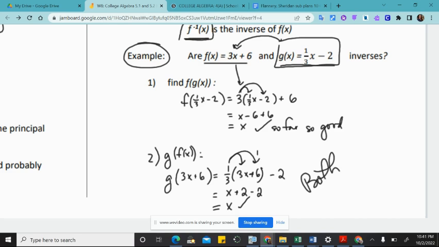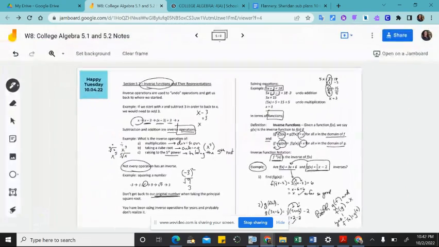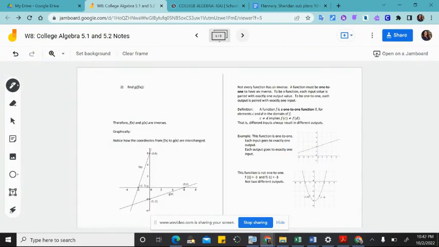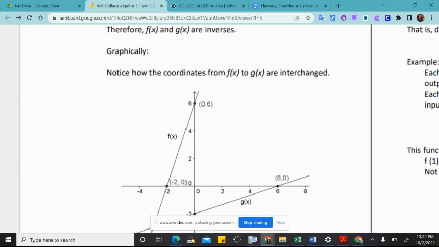Both g of f and f of g equal x. So yes, they are inverses. That means one way I could write that is I could say that f inverse of x is the same as g of x. The inverse of f equals g. And I could write it the other way too. I could say the inverse of g equals f. So that was on previous page right here. That was terrible handwriting. Therefore, f and g are inverses.